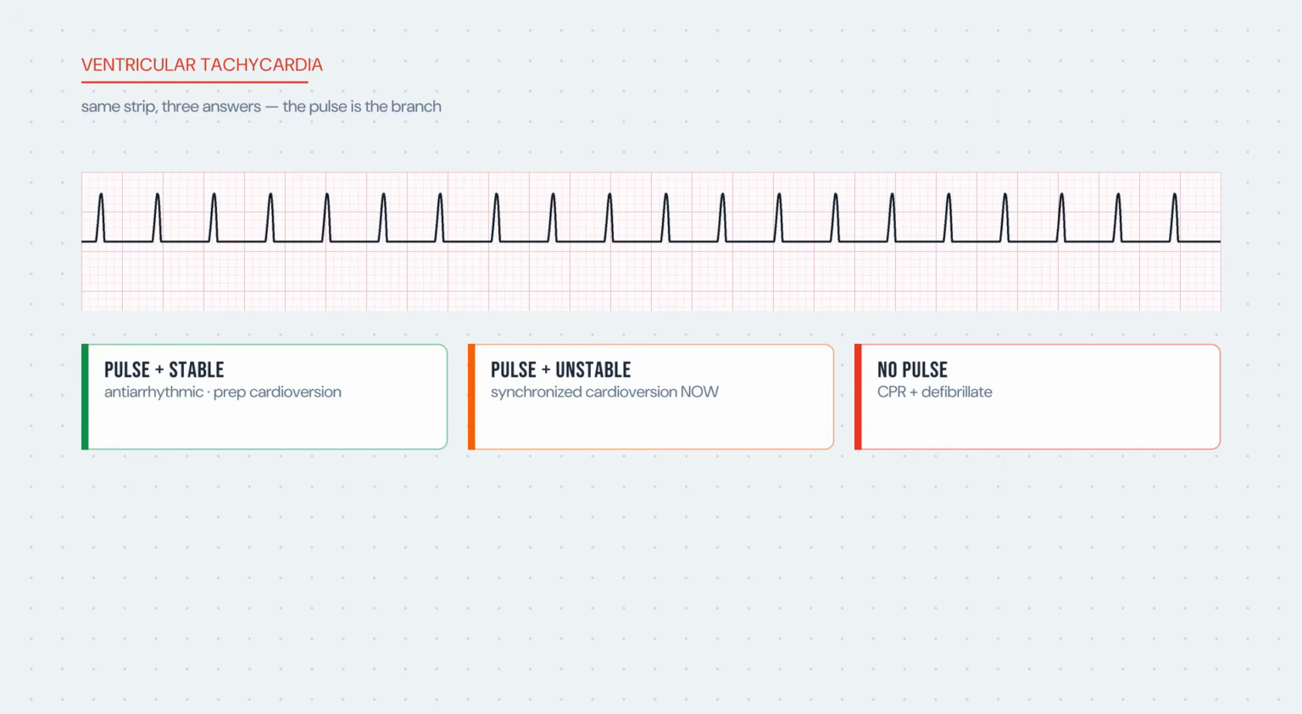Ventricular tachycardia. 3 or more consecutive ventricular beats over 100. Wide QRS, regular, no visible P waves. The ventricle has taken over.